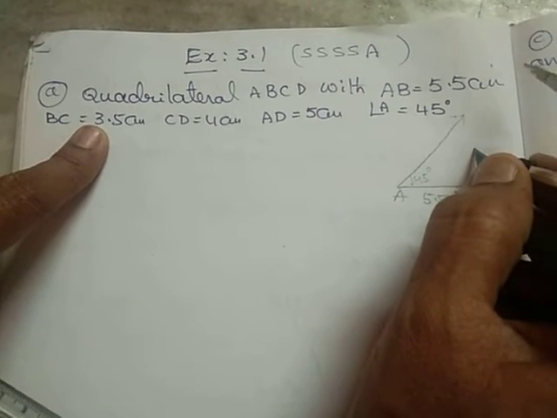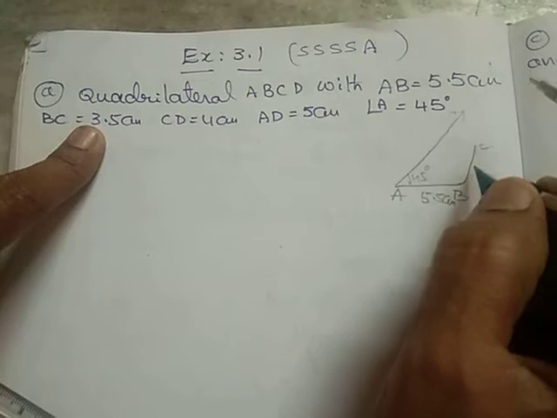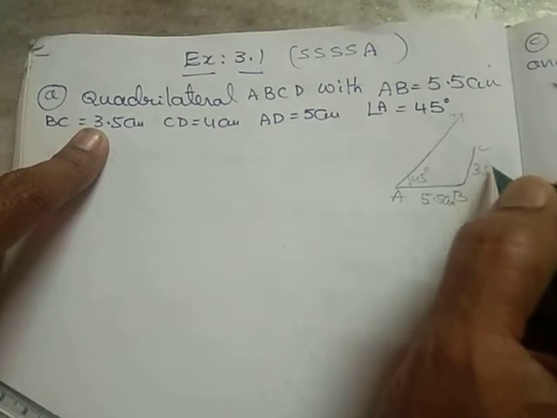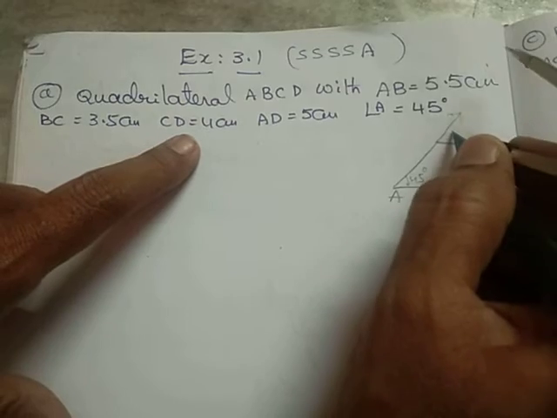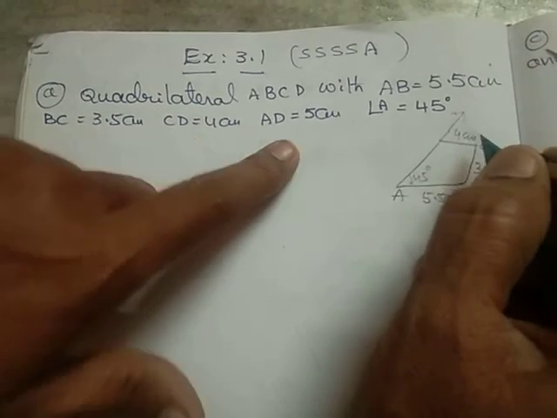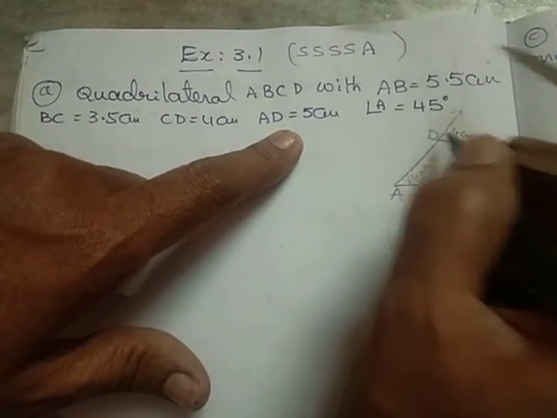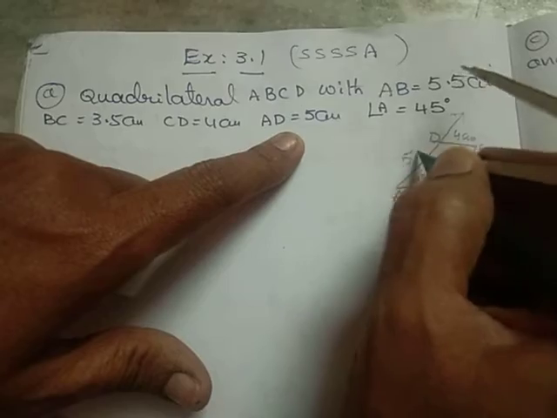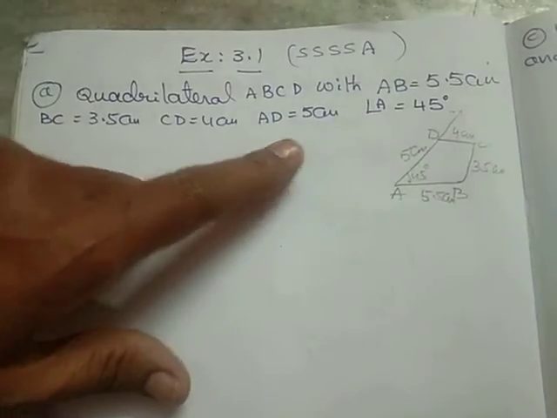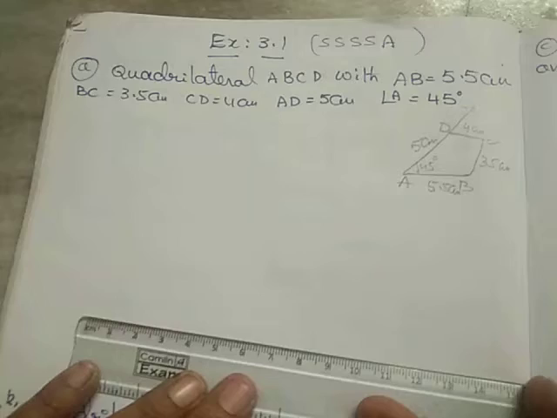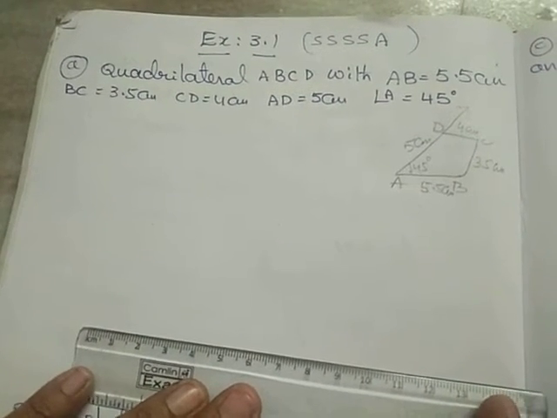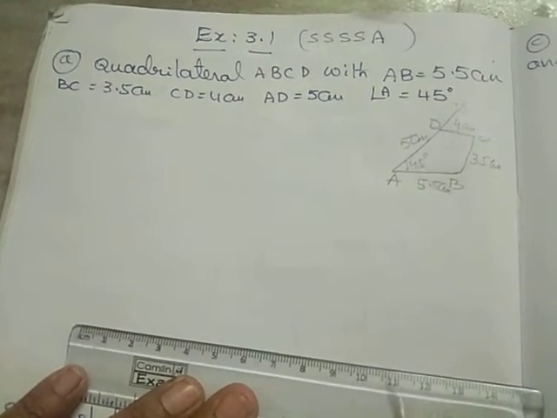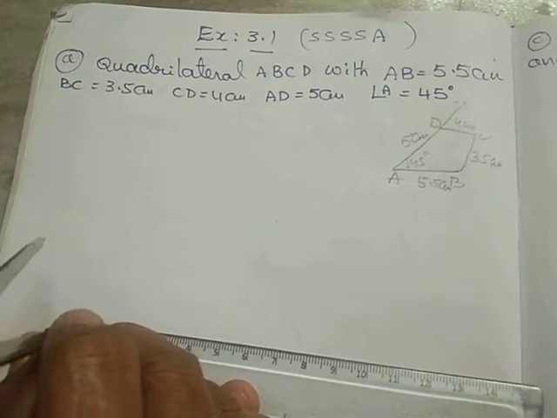So here, this is C. So BC is 3.5 centimeters and CD is 4 centimeters. AD is 5 centimeters. So this is the rough diagram. So the real diagram is the original diagram. So first draw a line segment AB.